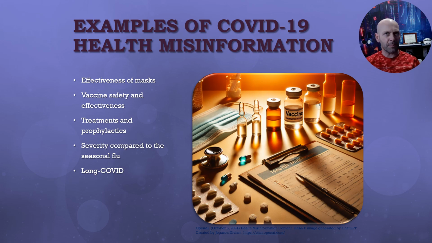Here are a few examples of COVID-19 misinformation statements. Masks are ineffective for reducing the spread of COVID-19. More people have died from COVID-19 vaccines than have died from COVID-19. Healthy athletes are dropping dead on the field shortly after receiving COVID-19 vaccines. COVID-19 vaccines have been proven to cause infertility. Ivermectin and hydroxychloroquine are effective treatments for COVID-19. And more people die of the seasonal flu than die of COVID-19.